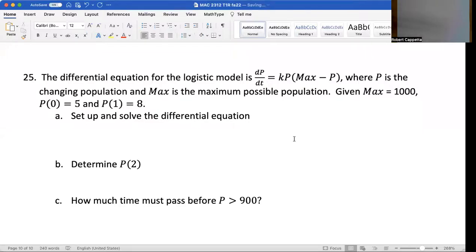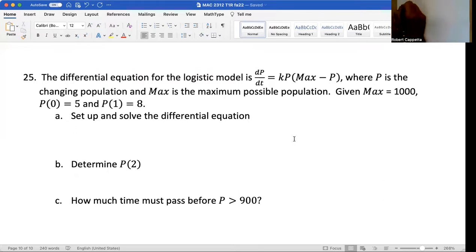For this question, we're given the logistic model, dP/dt, the rate of change of population, equals kP times (max minus P), which means it varies jointly with the population and the difference between the population and the maximum possible population. We're told max is 1,000. We're told P(0) is 5 and P(1) is 8.